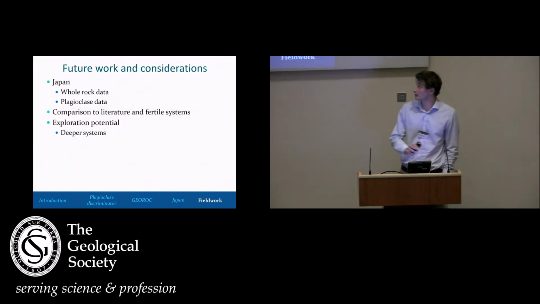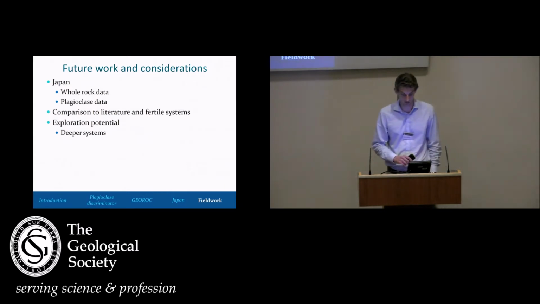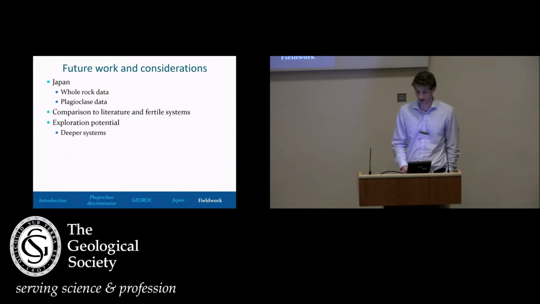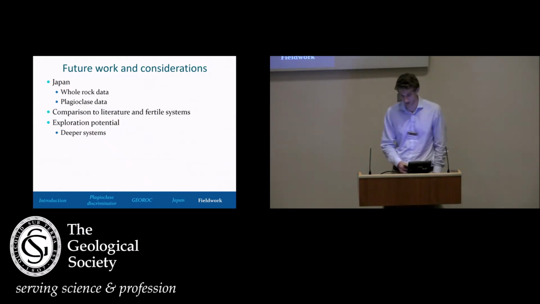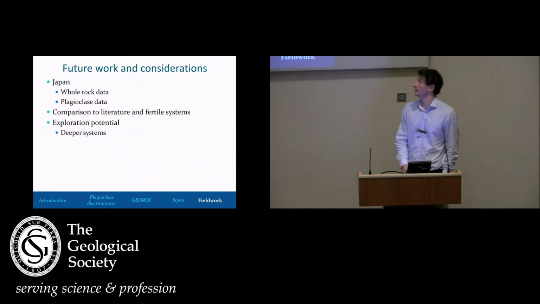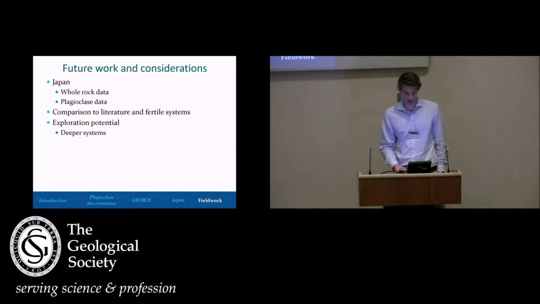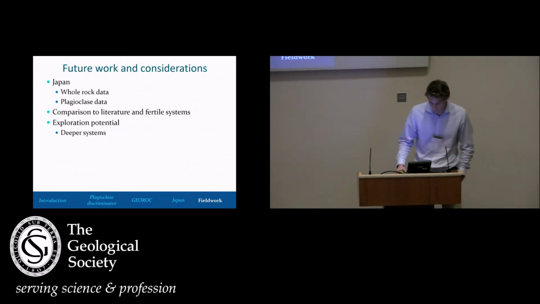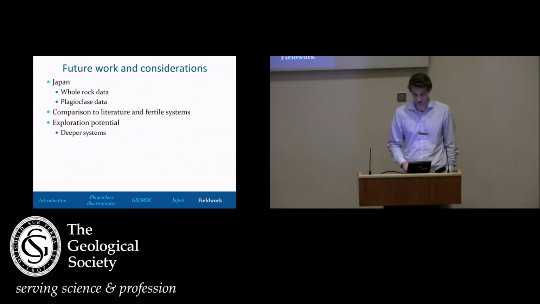So with those samples, what we're going to do is plot them up, get some whole rock data, and get some plagioclase data to calculate the excess aluminium. Then we're going to compare this to the literature, such as the GEOROC database, and some other fertile systems. We're always looking for material to work with, especially for comparison, and to get some new data. If it turns out this can be used as a potential discriminator, then we'd like to apply it to exploration in industrial areas to see if we can find any porphyry copper deposits that haven't been discovered yet.